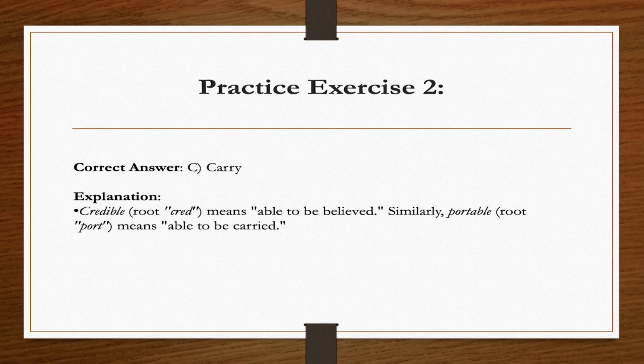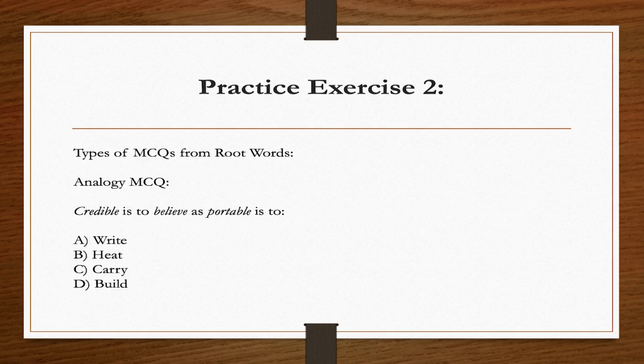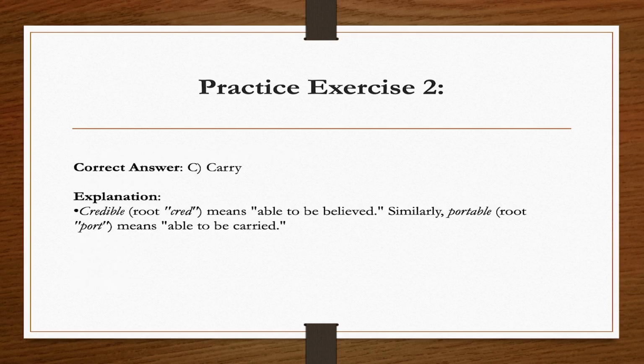For credible, the root is cred, which means able to be believed. Similarly for portable, the root is port, which means able to be carried. So credible is to be believed, portable is to be carried. You might have used the word portable earlier: laptops used to be called portable computers, a portable gaming device, a portable this, portable that. That means something that you can carry with yourself. So here the answer is carry.